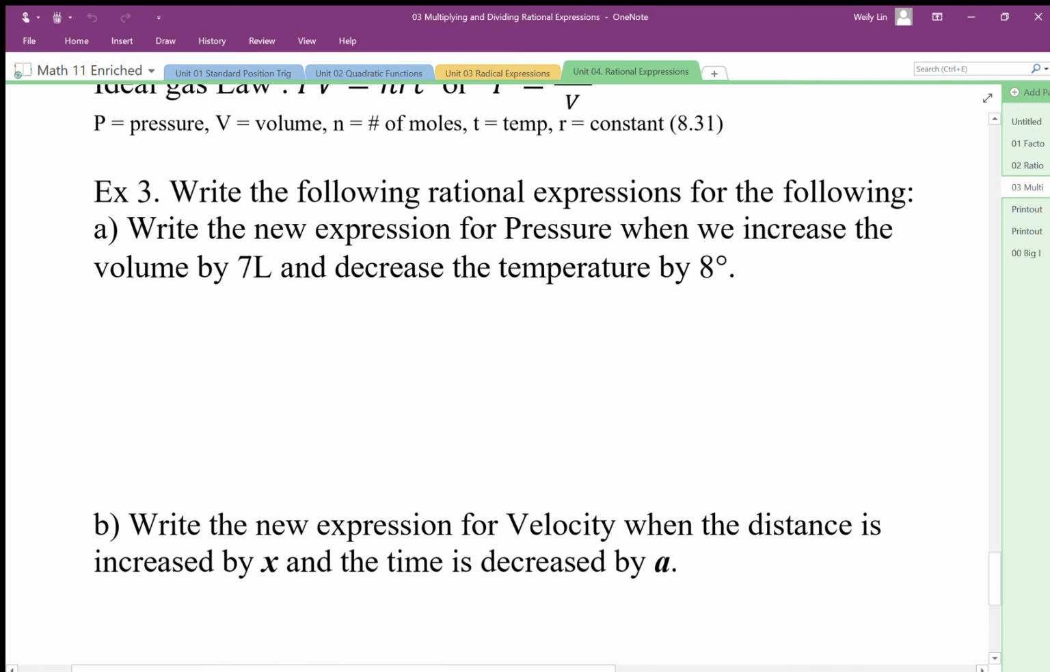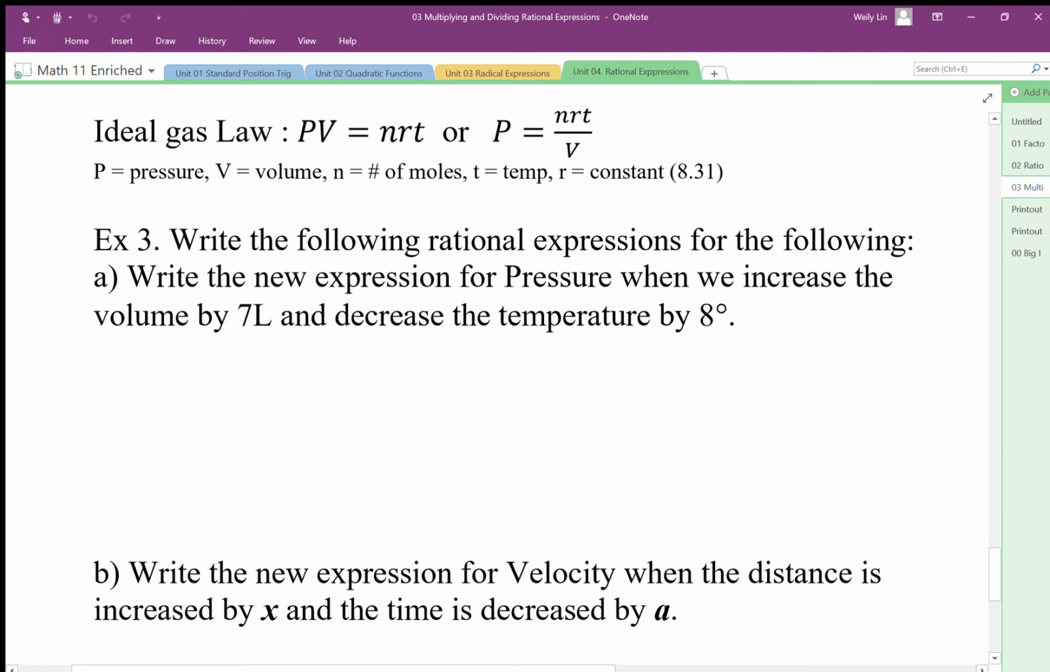We have the rational expression for pressure, and we need a new expression for pressure when we increase the volume by 7 liters and decrease the temperature by 8 degrees. Here's my initial pressure formula: N times R times T divided by V. There's my rational expression. We're going to increase the volume by 7 liters, and my temperature is decreased by 8 degrees.